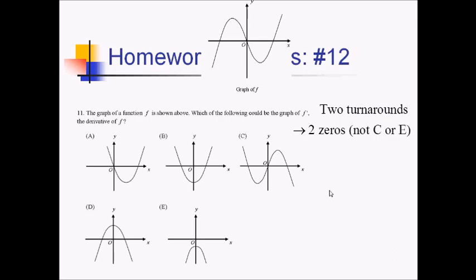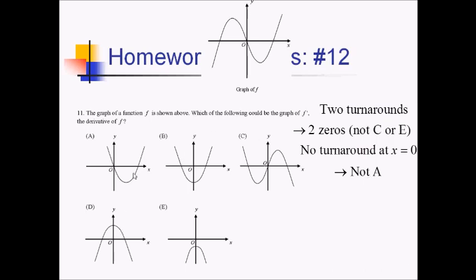Another thing we can quickly eliminate, choice A has an x-intercept at 0, but the original graph does not have a smooth turnaround or a slope of 0. So that means choice A has a 0 slope in the wrong place, so we can eliminate that. So it's down to B and D.